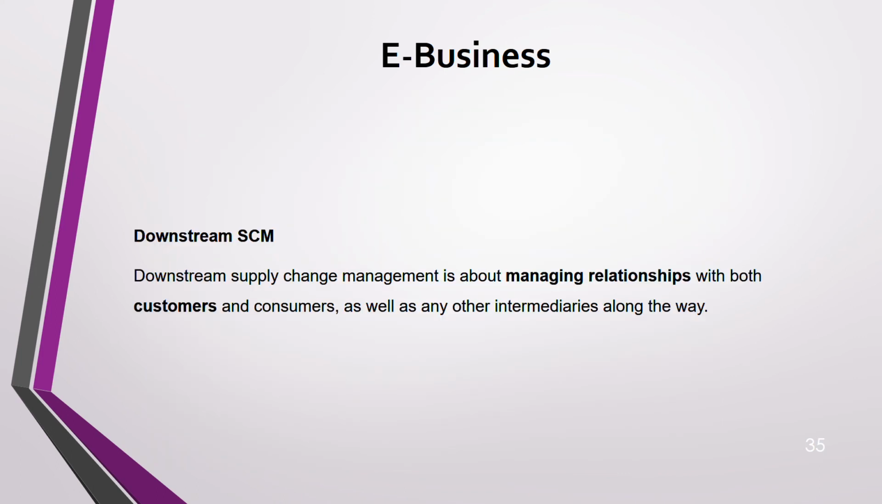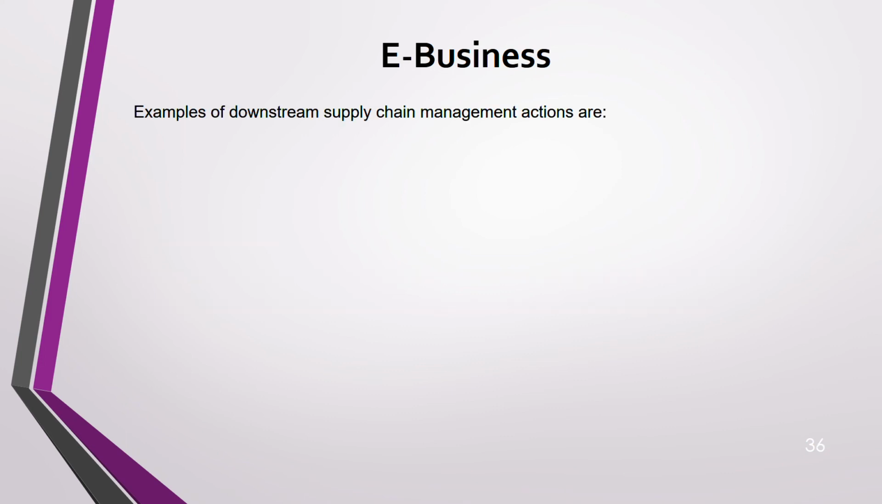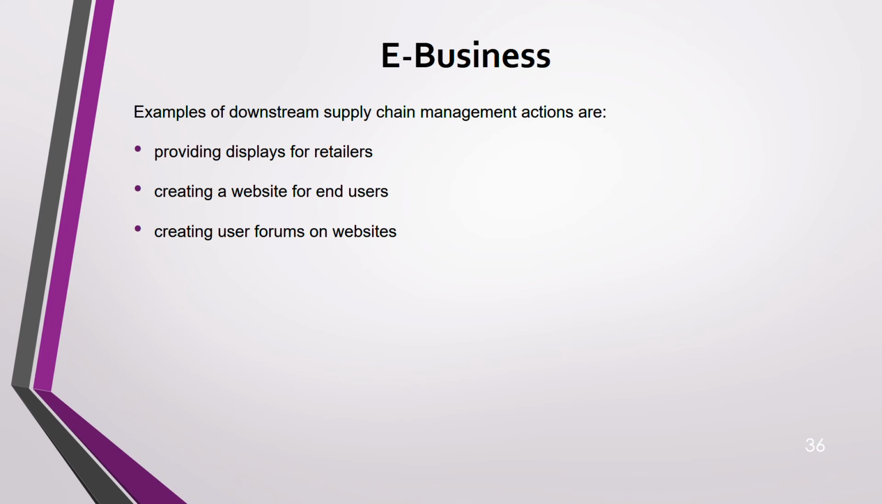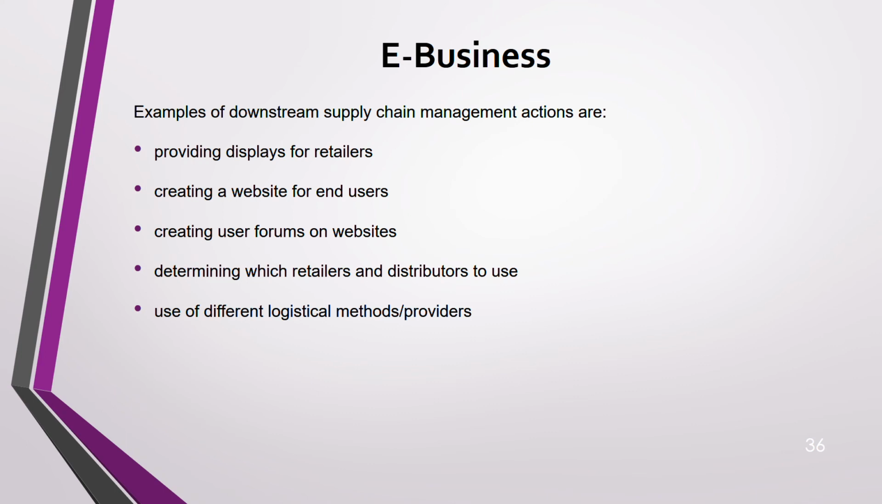Now we are moving towards the downstream. Downstream is towards the customer. So this is about managing relationships with both customers as well as the intermediaries, if there are any between you and the customer. Examples of downstream activities are: you provide displays for retailers, create a website for end users, create user forums on websites, determine which retailers and distributors to use, different logistical methods or providers, and changes to finished goods inventory policies.